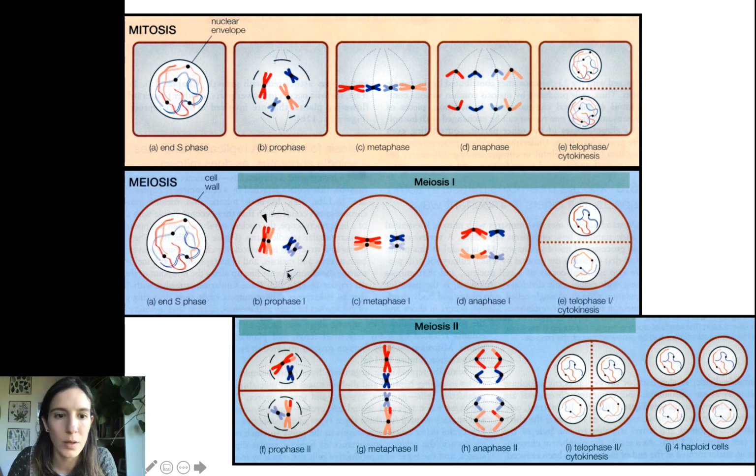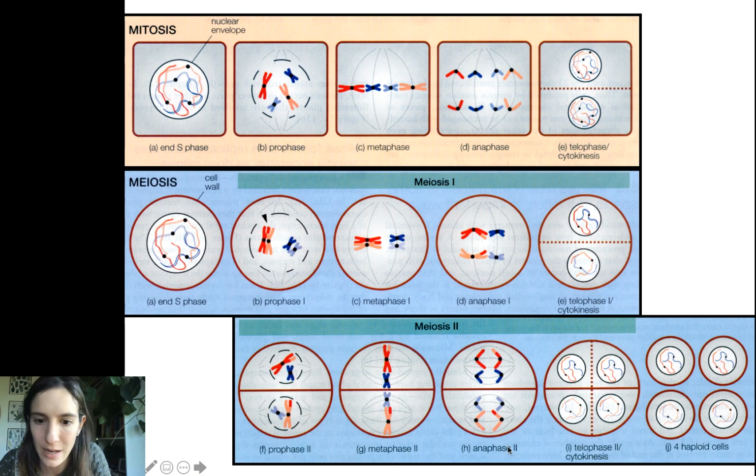We're getting to those. So the difference between meiosis and mitosis, there's a few differences here. They still line up in the middle during metaphase, but during anaphase, the first thing that happens is the 2 homologous chromosomes separate from one another. Okay, and then it's not until the second anaphase that those sister chromatids will separate from one another.